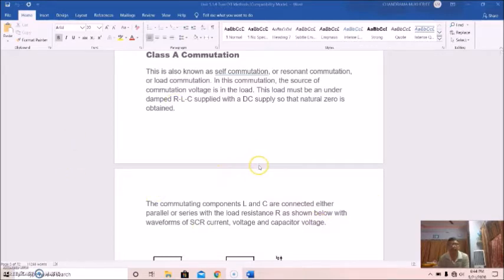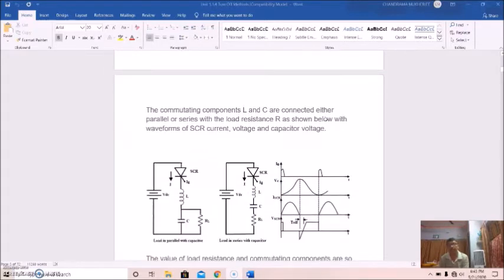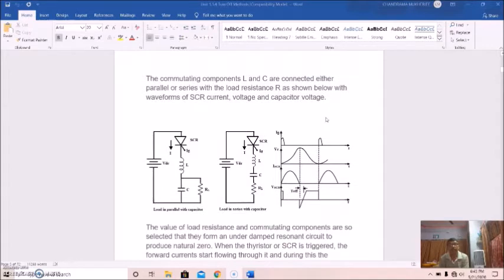Once again, this commutation is also called self commutation, resonant commutation or load commutation. The source of the commutation voltage is of course in the load. This load must be an underdamped RLC load supplied with a DC supply so that natural zero is obtained. The commutating components L and C are connected either in parallel or in series with the load resistance. This is the load resistance RL.